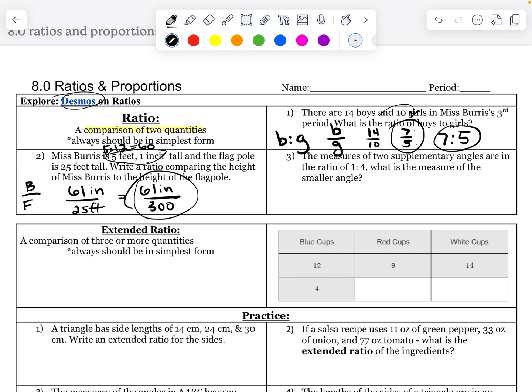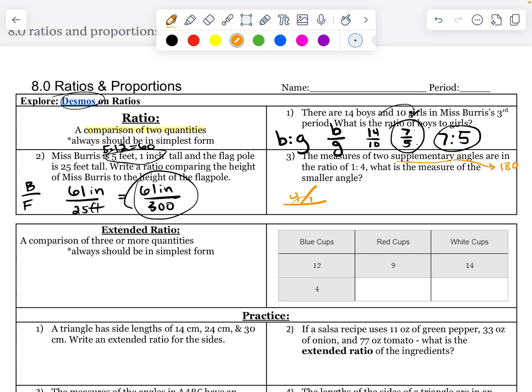All right, the measures of two supplementary angles are in the ratio of 1 to 4. What is the measure of the smaller angle? Okay, so this is using ratios and proportions. So we know if you have supplementary angles that add to 180. So we know that these two angles, one of them is 4, so that would be the bigger one, right? And one of them is 1, so it's 1 to 4. So we know that these two have to add up to 180.